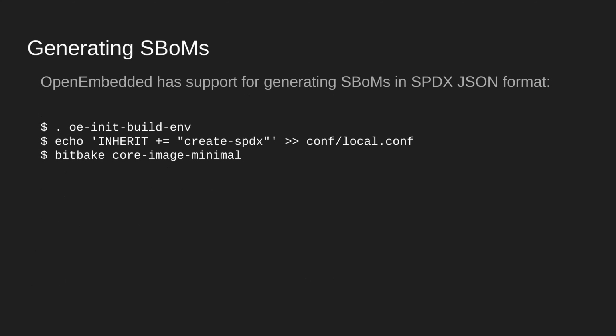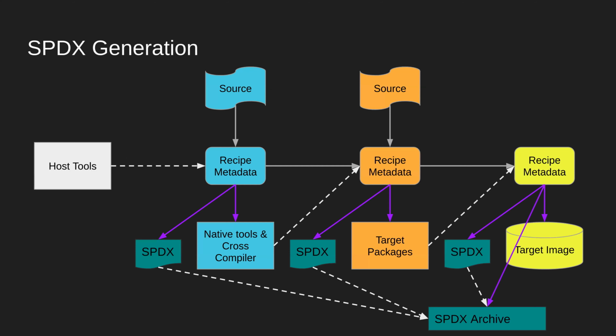This is how you create SPDX SBoMs in JSON format. I'm not going to cover this because Michael did his talk earlier about all this. But basically, when you do that, there's an extra step that occurs when you run tasks, and it generates these SPDX documents like Michael described, and they get put into that final archive at the end. So it adds this extra task that occurs throughout the build to produce the SBoM to describe the supply chain.